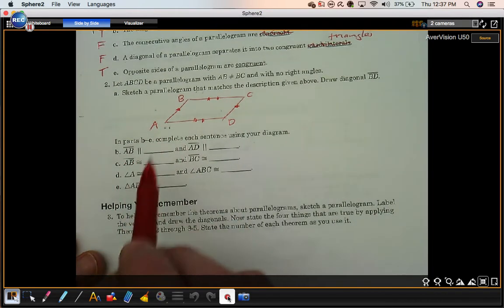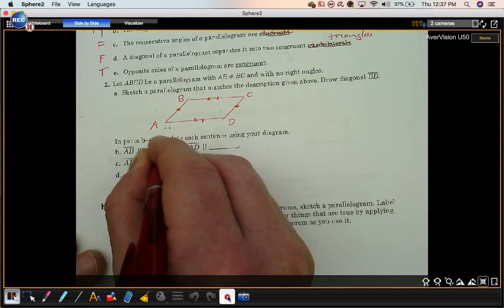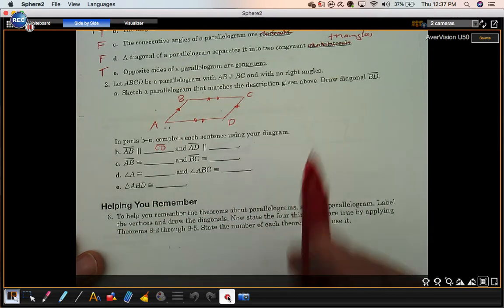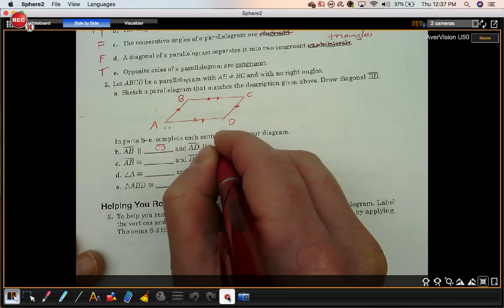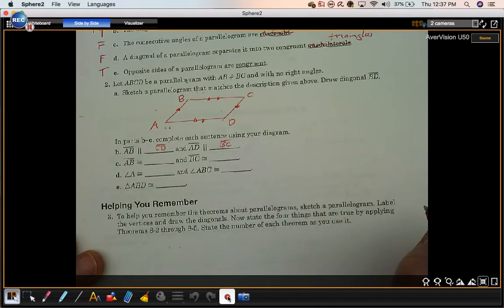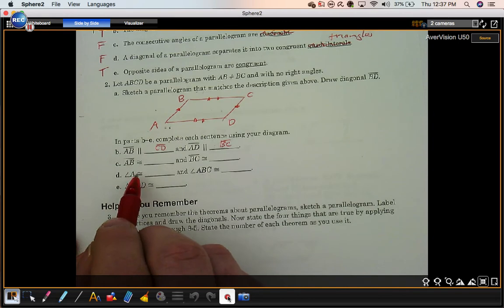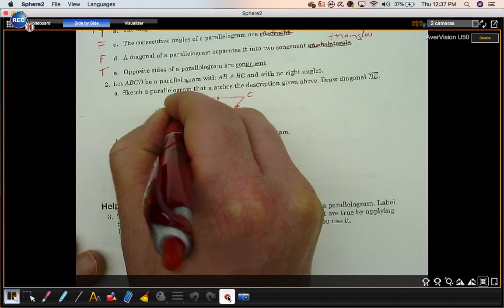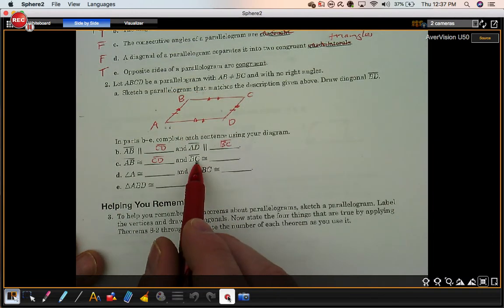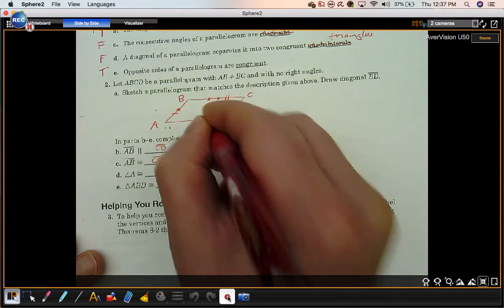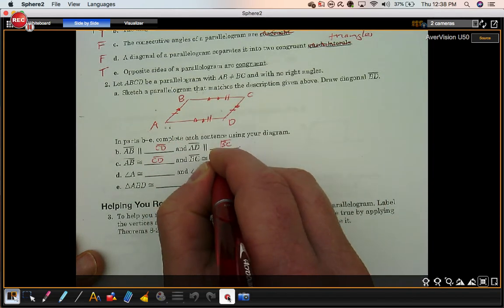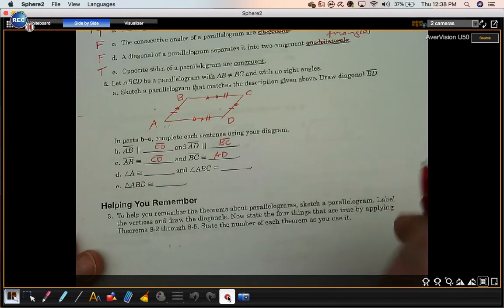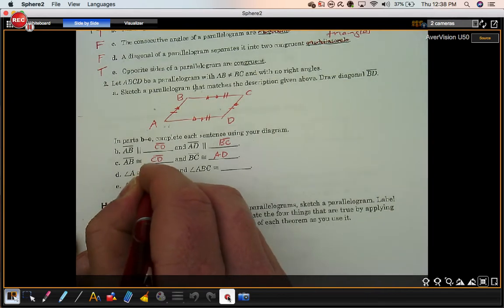Part B, segment AB is parallel to segment CD. Regardless of how you drew your shape, that's the answer. Segment AD is parallel to segment BC. Segment AB is congruent to segment CD. Segment BC is congruent to segment AD. Angle A is congruent to angle C.